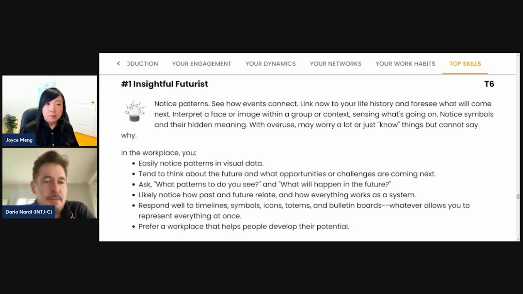So respond well to, all of them have these little lead-ins: timelines, symbols, icons, totems, bulletin boards, ability to represent everything all at once in some kind of symbolic and visual way. And if a person is not doing that, like, I don't really have any bulletin board, or I don't have a little space.